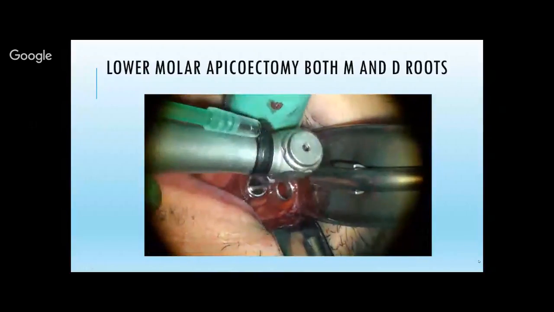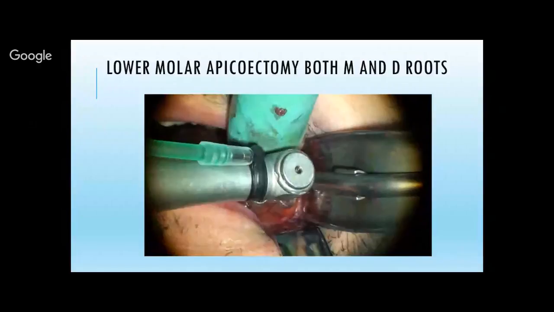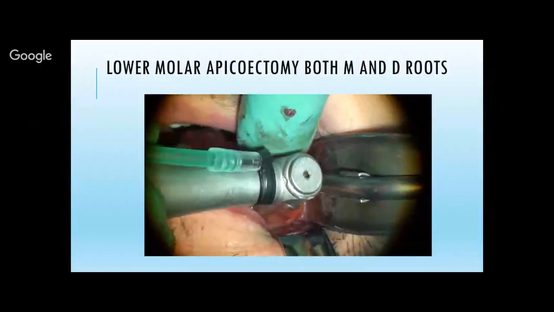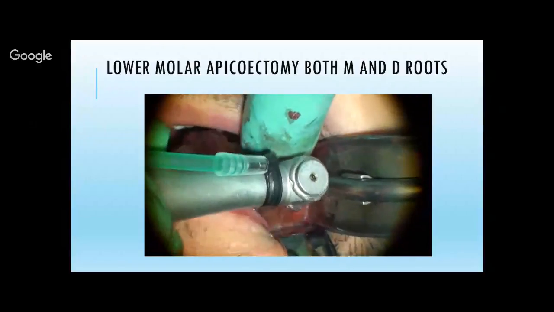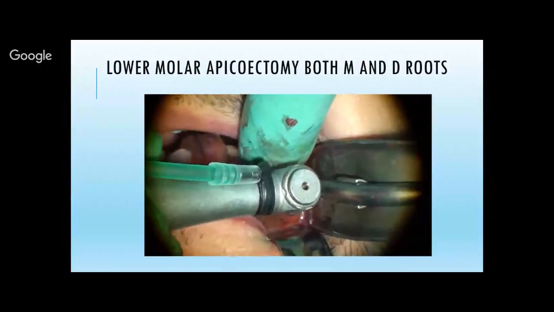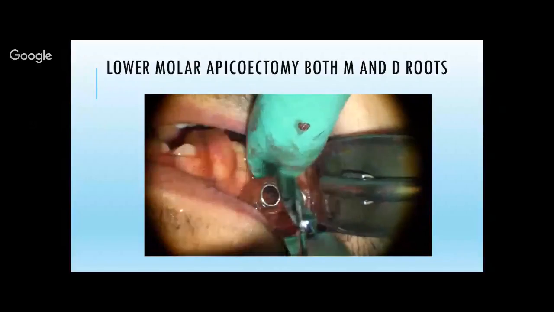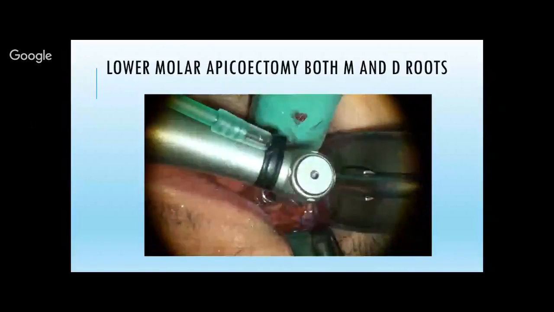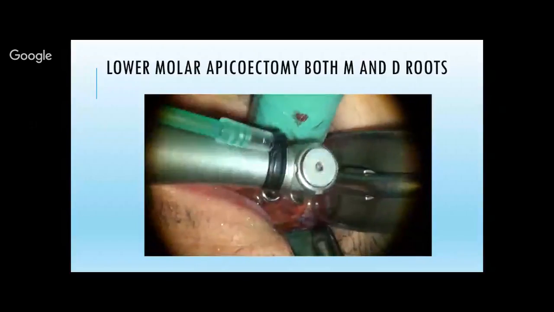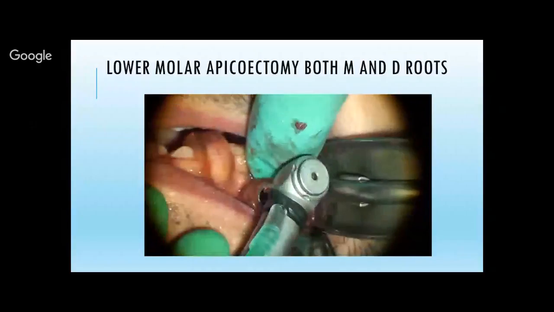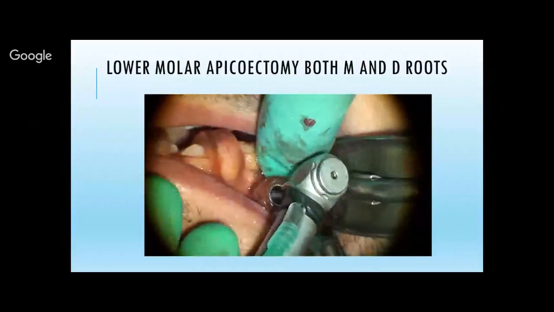So I'm using the Blue Sky plan for the direct cut drills for the Quattro. The front root is much skinnier, so it was easier to do the apicoectomy this way. But I'm putting a lot of pressure on the direct cut drills. The direct cut drills were not meant to drill through tooth structure. It's meant to drill through bone.